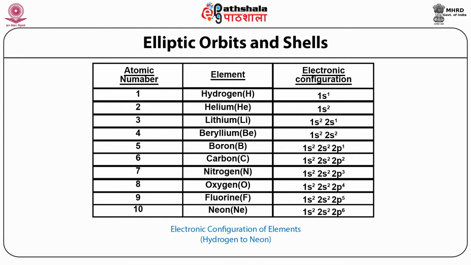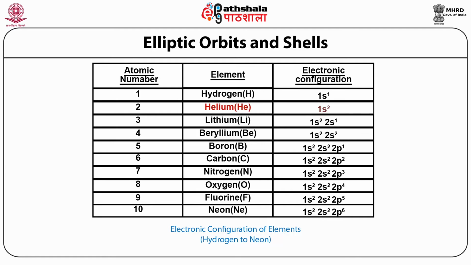Here we have given the electronic configuration of the first 10 elements of the periodic table, starting from hydrogen, which has only one electron, and the electronic configuration is written like this: 1s, and then on the top it is written 1. That is, it has only one orbit, the 1s orbit, which is a circular orbit, and there is one electron in that orbit.